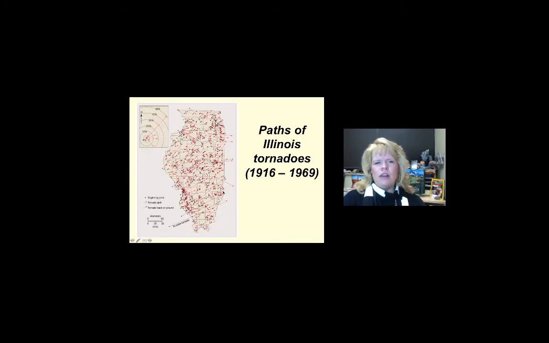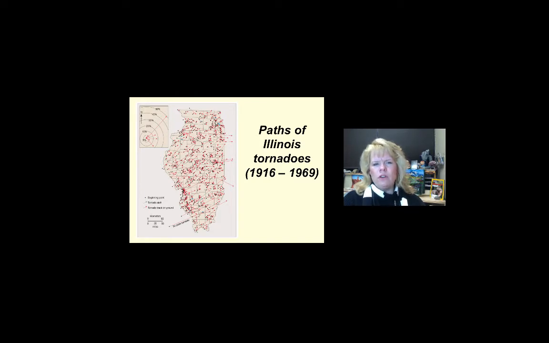So I want you to look at an area over a 50-year period of time in Illinois, and all the black dots represent areas that had a beginning point of a tornado. And then you can see that the tornado aloft is in blue, and the tornado track on the ground was in red.